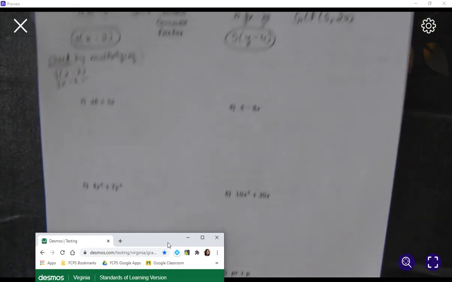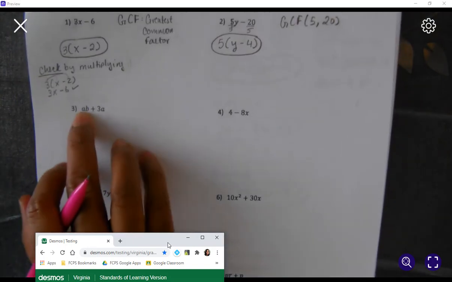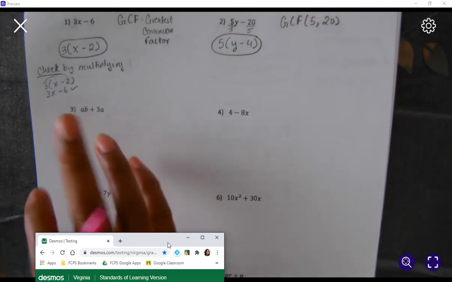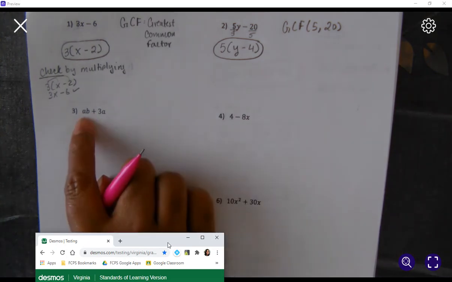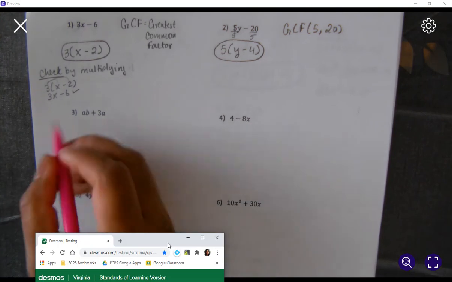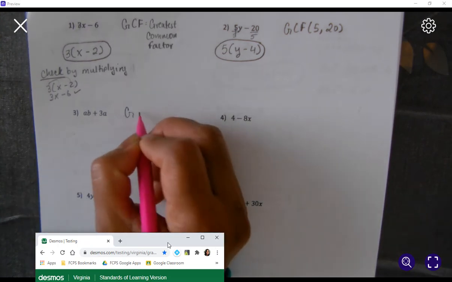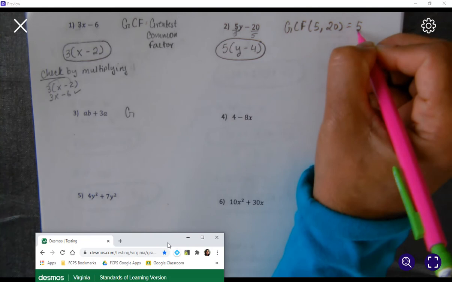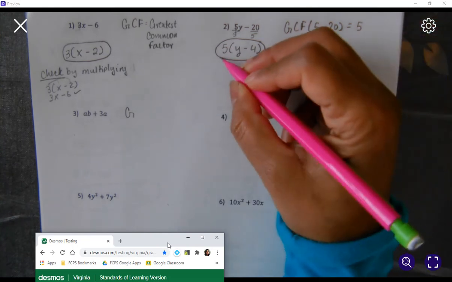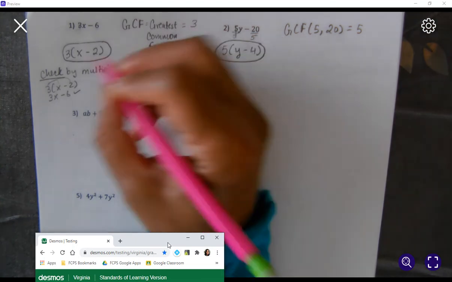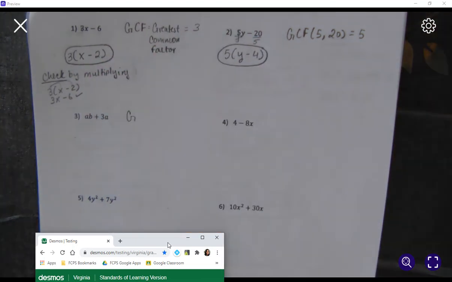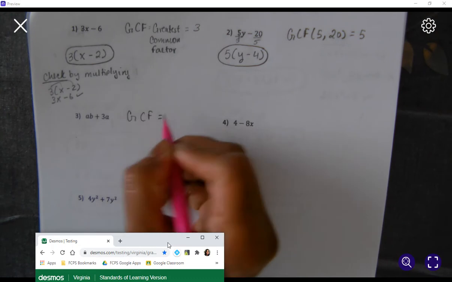Now for number 3, this is a little different because there's no number here, there's a number here. So I can't really take out any of the numbers, but I can see that there's a common factor of a here and an a here, so that is my GCF. So this GCF was 5 here, so that's what I took out. This GCF was 3, so that's what I took out. And then over here, this greatest common factor is an a.